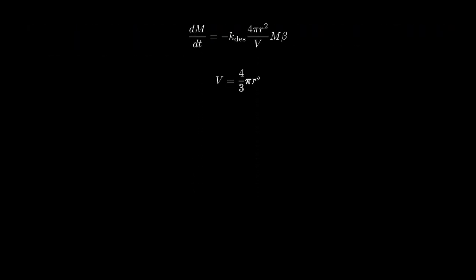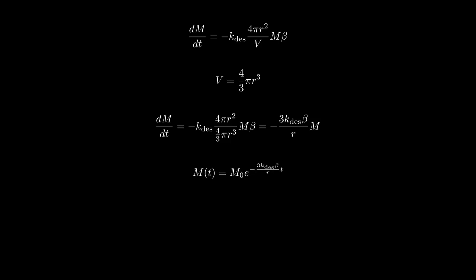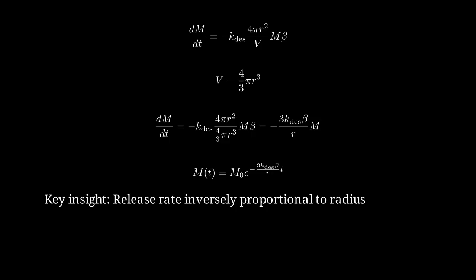For a spherical capsule, V equals 4/3 pi r cubed. Simplifying, we get dm/dt equals negative 3 k_desorption beta over r times m. This gives exponential decay. m of t equals m0 times e to the negative 3 k_desorption beta over r times t. The key insight is that the release rate constant is inversely proportional to radius. Smaller capsules release faster.